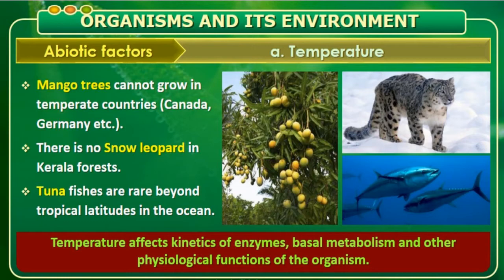Now, if suddenly we change an organism from one biome to another biome, what happens? The temperature may affect their kinetic enzymes. It will affect their kinetic enzyme, basal metabolism, and other physiological functions of the organism. Physiological function means it may affect its digestion, respiration, circulation. All this may undergo deformation.